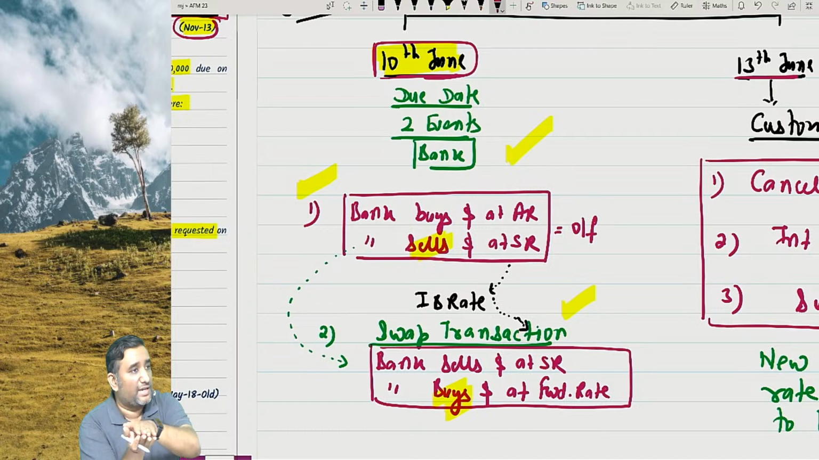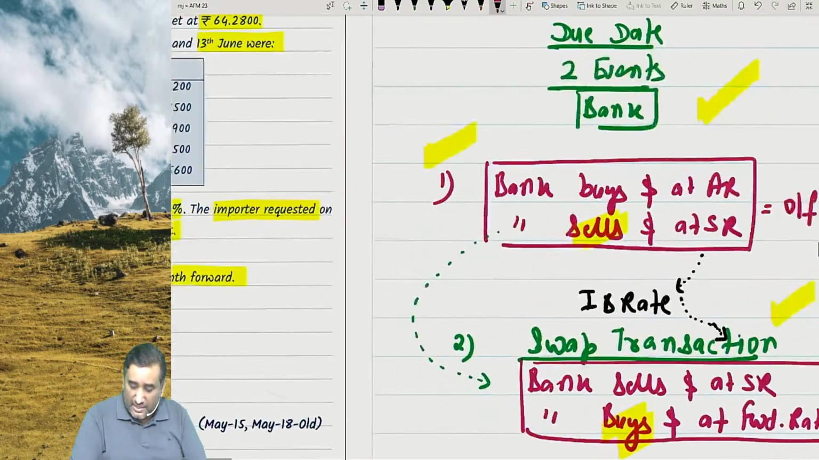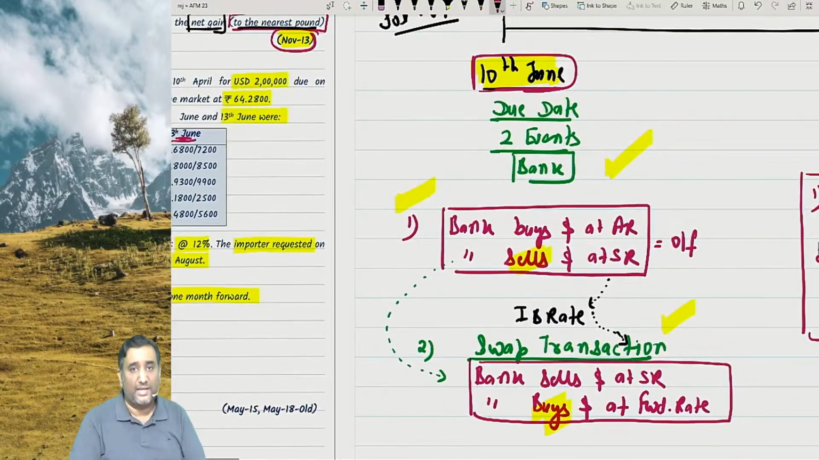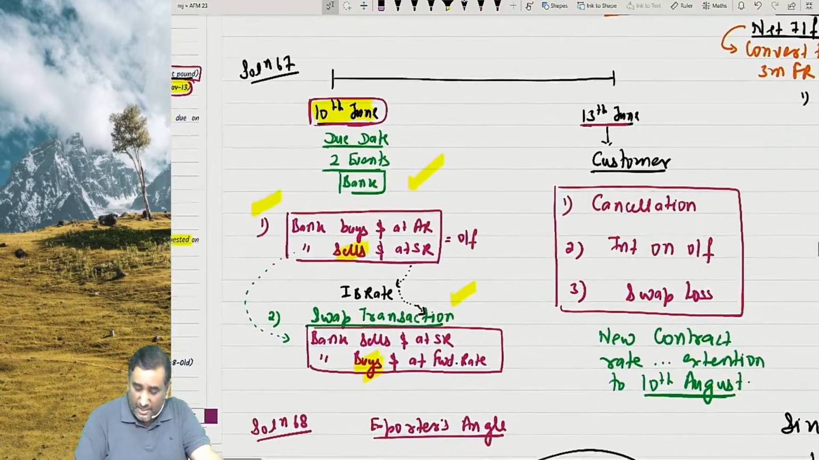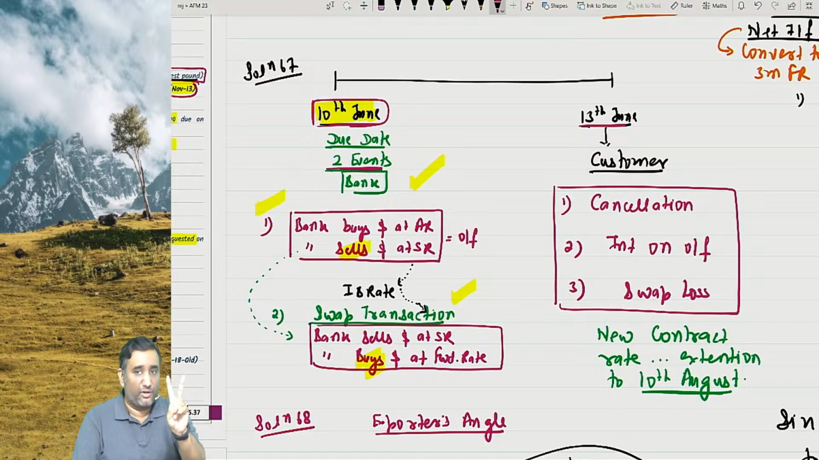I hope you get clarity, because I've seen students get confused because, sir, 13th is very near to the 10th. It's near only because you see it in entirety. When you were standing here, you were only able to see 10th and take an action based on the rates available on 10th June. So I'll create my line chart accordingly. I'll say on 10th June, two events will take place in the hand of the bank.